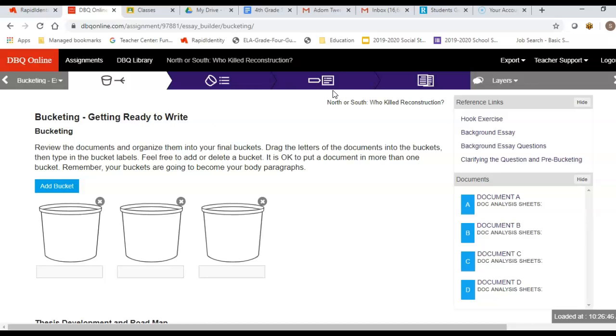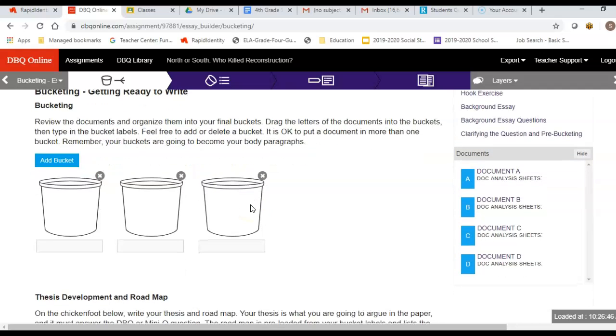Drag the letters of the documents into the buckets, and then type the bucket labels. Feel free to add or delete a bucket. It is okay to put a document in more than one bucket. And remember, your buckets are going to become your body paragraphs.